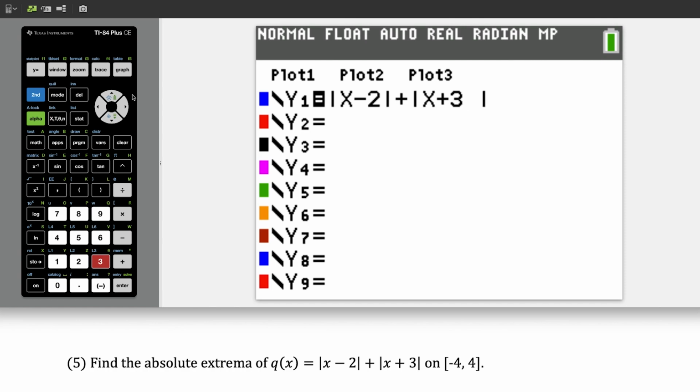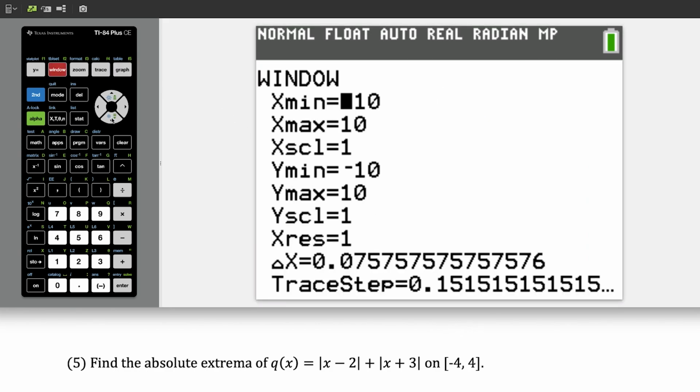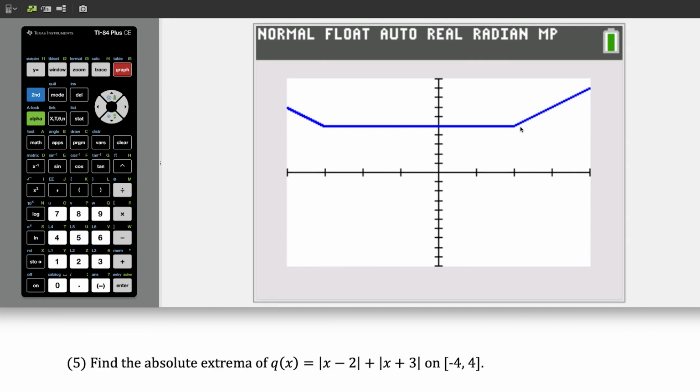So when we press graph here, and I'll graph it in standard here from -10 to 10 in the x and y direction, I'm going to adjust the window to -4 to 4. So we're going to go here to the x minimum and switch it out to -4, and then we'll switch the x maximum to +4. And this will give us a better idea of what our function looks like.